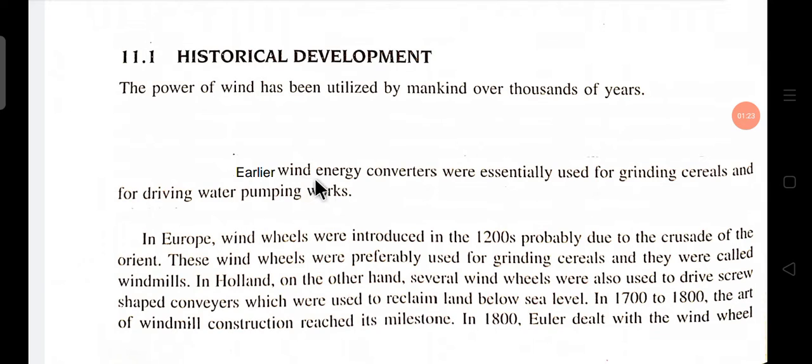That means before, wind energy converters were used to grind cereal. Cereal means, let's say, grinding mustard seed or fennel seeds to extract the oil, and for driving water pumps. For driving water pumps it is also used.